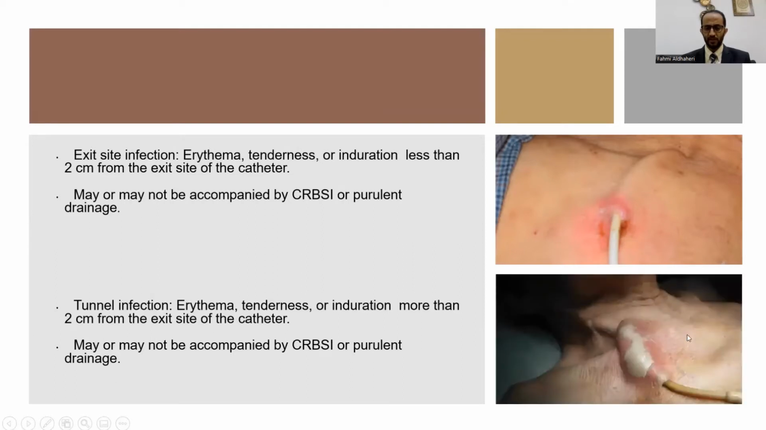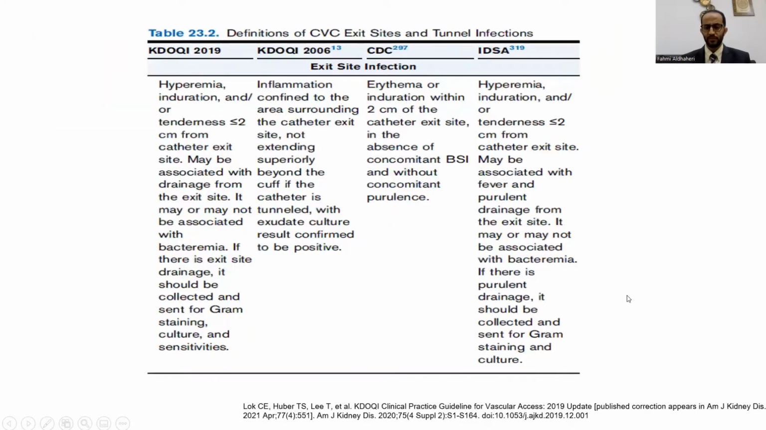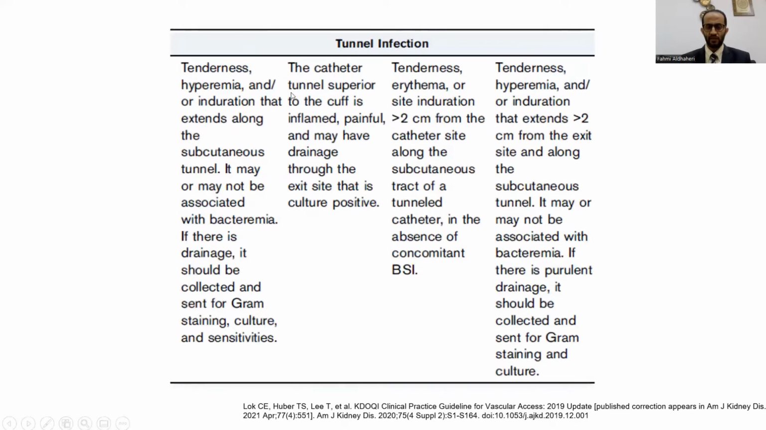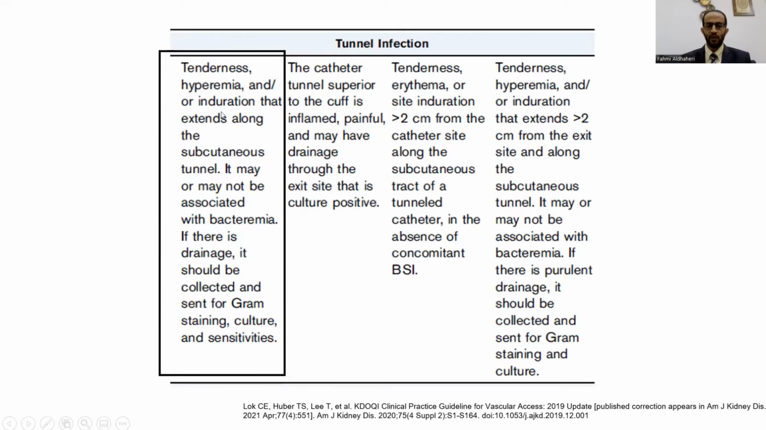And what about the tunnel infection? It's the same definition, but it's more than 2 centimeters from the exit site, along the tunnel. Both can be associated with concomitant bacteremia or purulent discharge. So this is the updated definition from the KDIGO guideline 2019: hyperemia, induration, or tenderness less than 2 centimeters from the exit site, which can be associated with discharge or bacteremia. And for the tunnel infection, tenderness, hyperemia, or induration that extends along the subcutaneous tunnel.